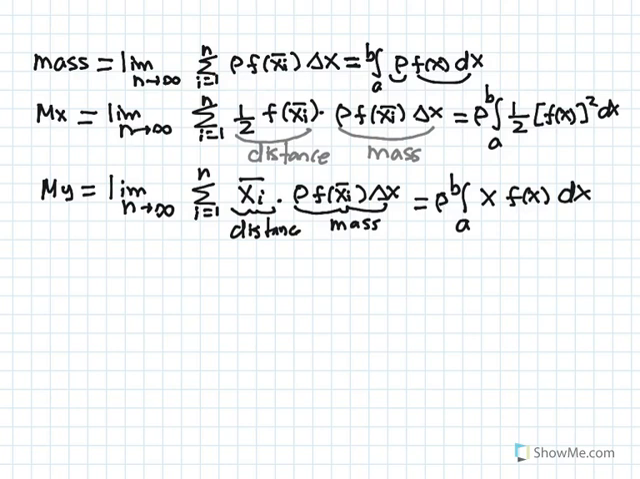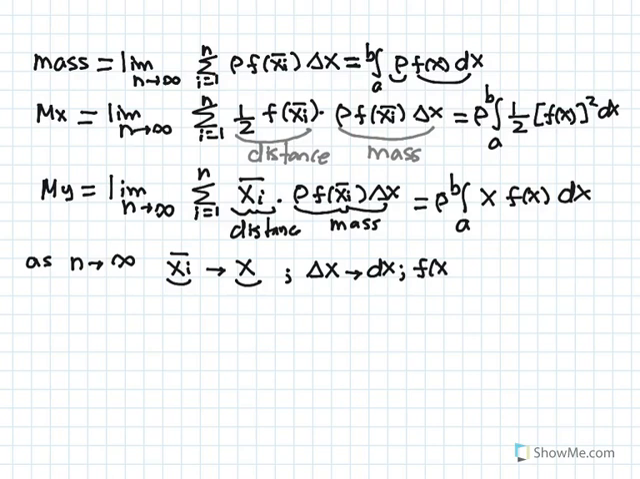So key concept, as n goes to infinity, xi bar approaches x. The discrete x values become continuous x. Delta x, the change in x, approaches dx.